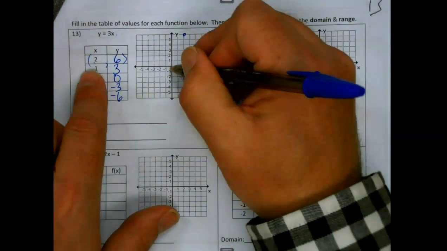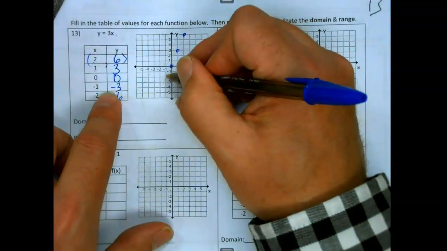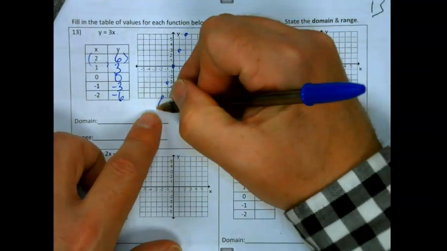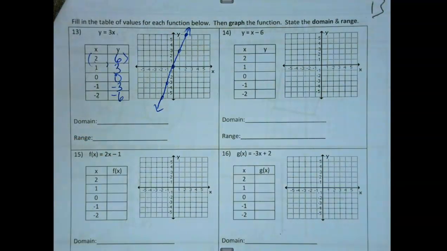So if I plot each of those, I should end up with a line. If I don't, I did something wrong somewhere. Okay, so there's my line. All the dots are connected. These are all going to be functions. You don't have to figure that part out.